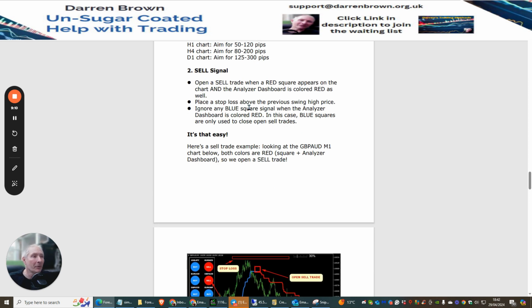So, sell signal: open a sell trade when a red square appears on the chart and the analyzer dashboard is colored red as well.